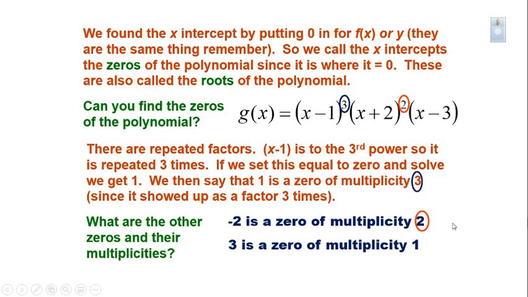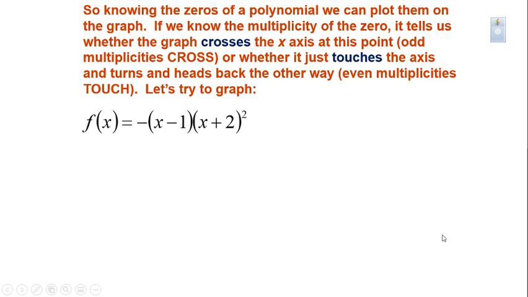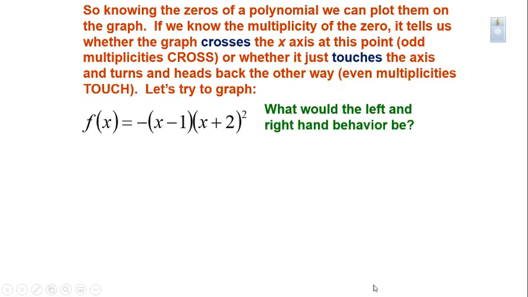We're going to use a different example here. We're using f(x) = -(x - 1)(x + 2)^2. When the multiplicity is even, the graph is going to touch the x-axis. It's going to kind of bounce off the x-axis. And when the multiplicity is odd, the graph is going to cross the x-axis. It's going to go through the x-axis. The bigger the multiplicity, the longer the graph lingers around that intercept before moving on. Kind of gets a little flat. So let's take a look at this example here.